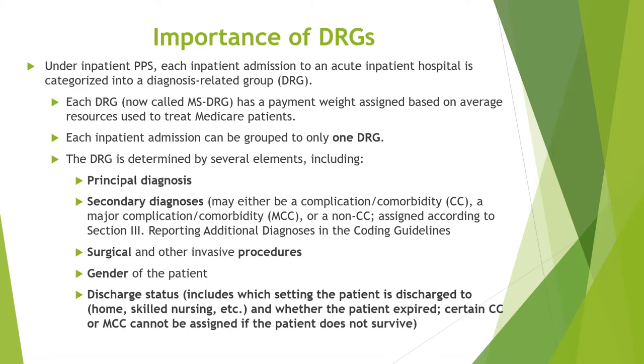Under inpatient PPS, each admission is categorized into one DRG. Your DRG is determined by several things: your principal diagnosis, your secondary diagnoses, any surgery or procedures, the gender of the patient, and the discharge status. Looking back up at secondary diagnosis, that can be a complication or a comorbidity, which is a CC, or a major complication comorbidity, which is an MCC, or neither one. When you are looking to assign a secondary diagnosis, you're going to look at Section 3 in your guidelines, which is reporting additional diagnoses in the coding guidelines.